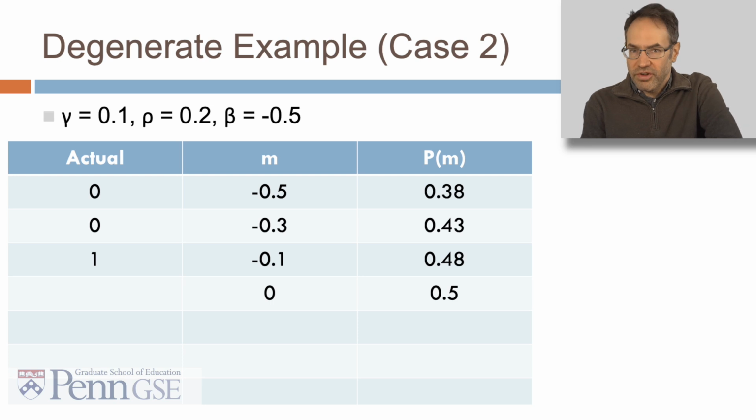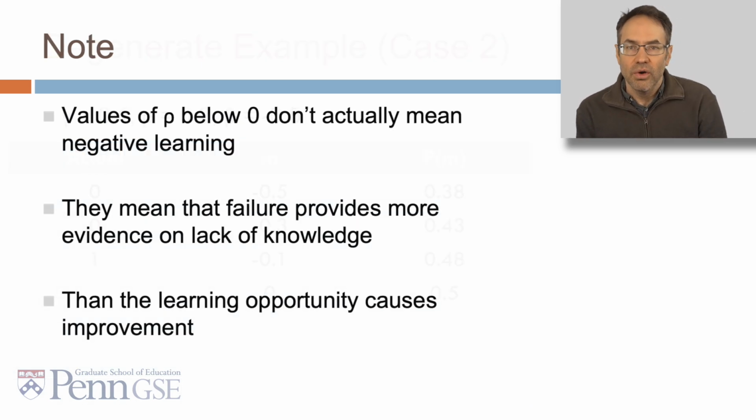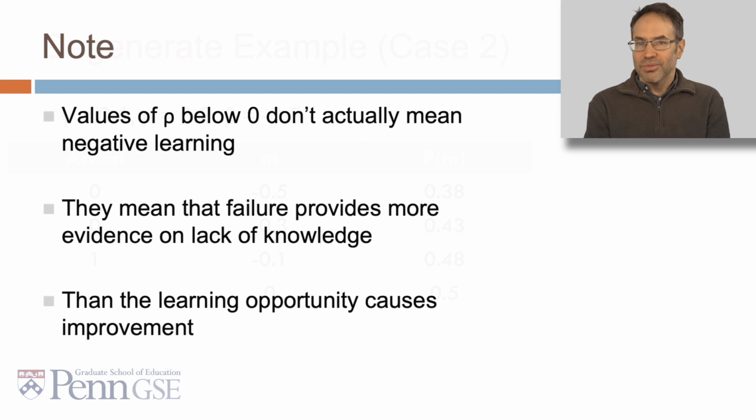Here's an example of degeneracy case 2. In this case, rho is greater than gamma, which means you get better if you get it wrong than if you get it right. And what you can see here is the student gets it wrong a couple times, and their probability of getting it right on the next one goes up more than when they get it right. Another thing to note, values of rho below 0 don't actually mean negative learning. It's not like the student is actually unlearning. What they mean is that the failure provides more evidence on a student's lack of knowledge than the learning opportunity causes improvement. And that's why it's not degenerate to have rho above 0.